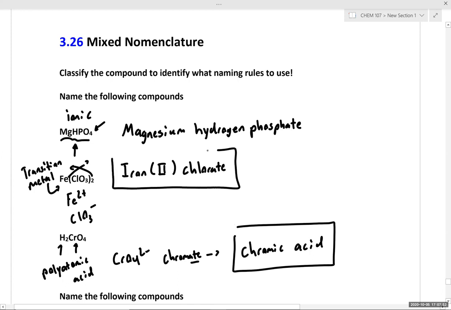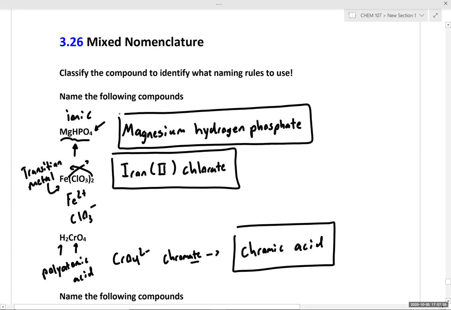So as you notice, the first task in effectively naming a compound is to accurately classify the compound and identify the components in your compound. Does this example make sense to everyone? Does this example make sense? Any questions on this example?